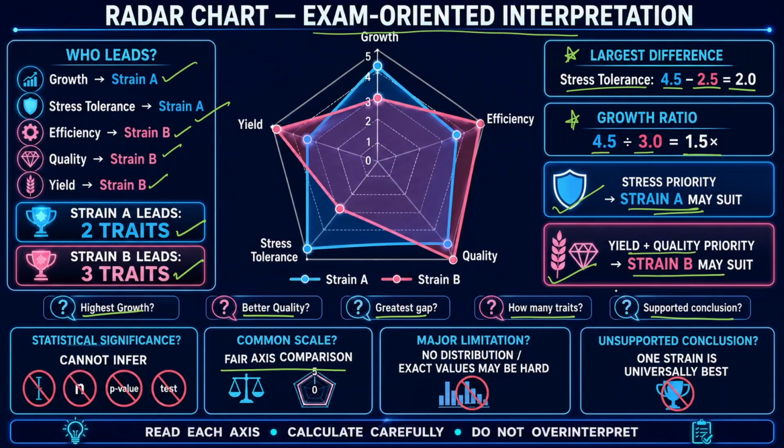However, statistical significance cannot be inferred because the chart provides no sample size, error bars, p-values, t-test, or data distribution. The exact values may also be difficult to read without labels or a table. Therefore, conclude that the strains have different strengths, not that one is universally best. Read every axis, calculate carefully, and never overinterpret.